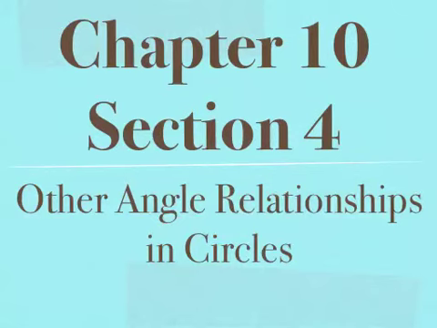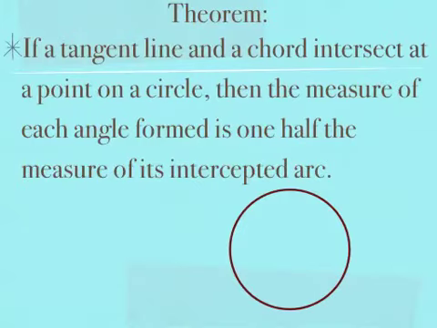Chapter 10, Section 4, Other Angle Relationships in Circles. The first theorem we're going to talk about says if a tangent line and a chord intersect at a point on a circle, then the measure of each angle formed is 1/2 the measure of its intercepted arc.